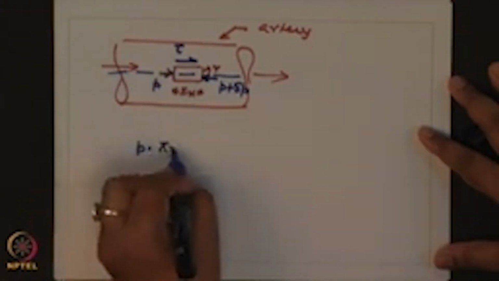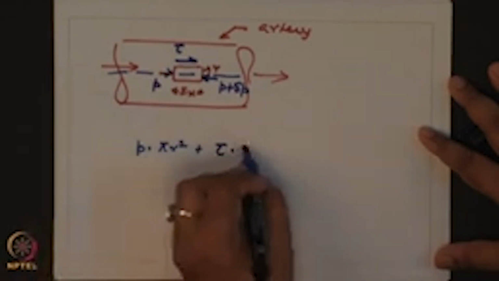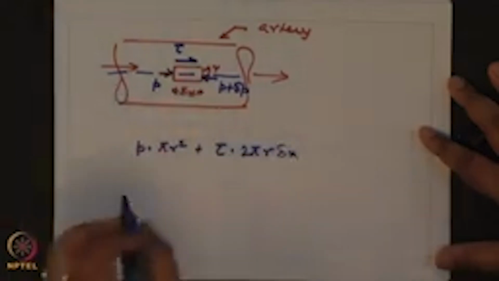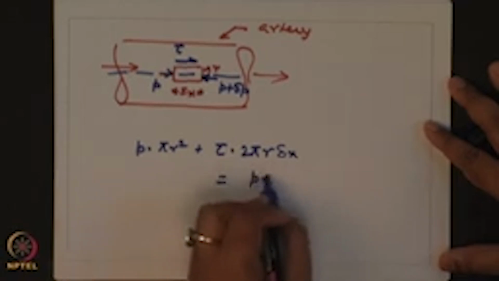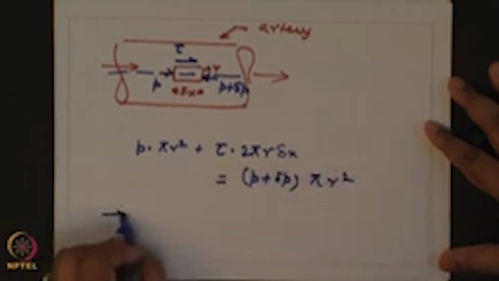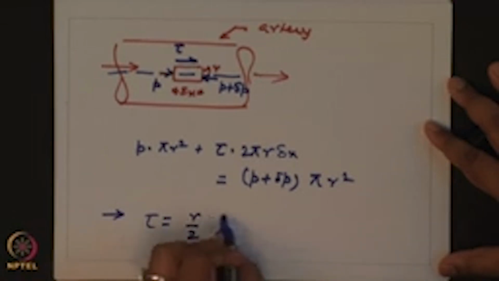So, pressure into the cross sectional area is pi r square, plus tau into the area. Because it is the tangential area, so 2 pi r is the circumferential length into delta x, is the total shear stress. And this must be equal to P plus delta P into pi r square. So, from this equation you can establish a simple relationship like that. Tau is r by 2 del P del x.